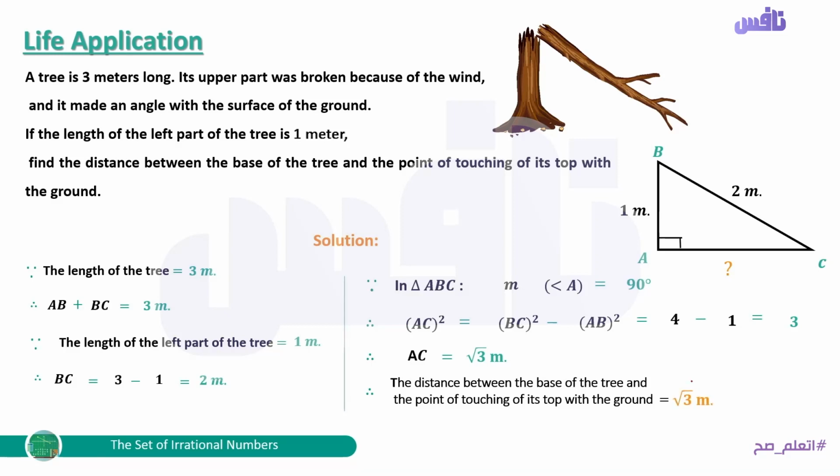And as you see, the result you get, root 3, is an irrational number. So in your life, you can solve a problem and you will find that the answer is an irrational number. You can do any operation, and the result will be an irrational number.